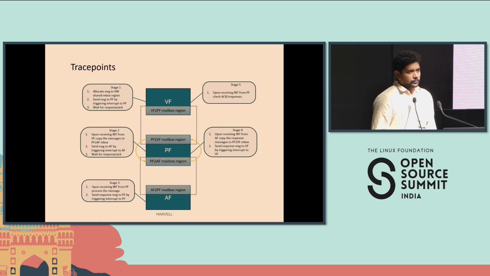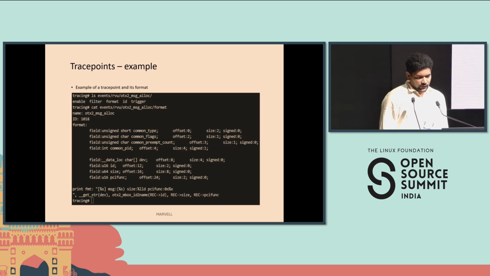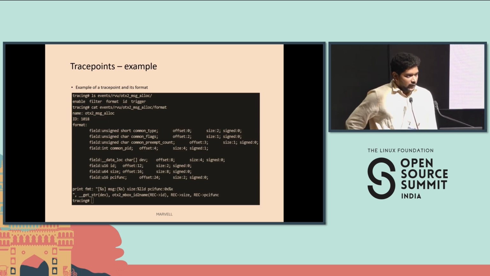So, actually I consolidated all the code related to mailbox to some common code and put traces there. Now, if anything goes wrong, I simply enable the trace and I understand what's going on inside. This example of Tracepoint OTX2 message alloc is when allocating a message.